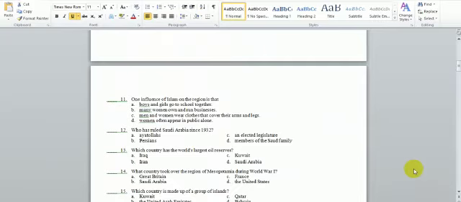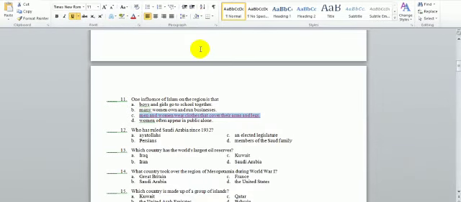One influence of Islam on the region is that boys and girls go to school together, many women own and run businesses, men and women wear clothes that cover their arms and legs, or women often appear in public alone. What is the real effect that Islam had on our region? Of course, men and women wear clothes that cover their arms and legs. So it was about clothing.